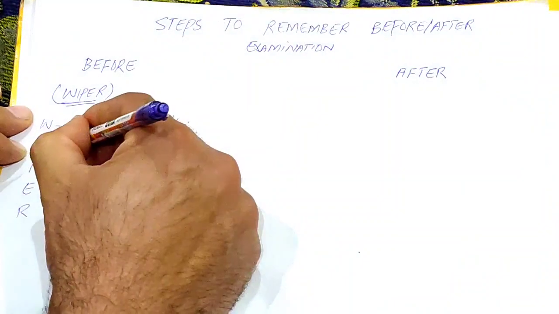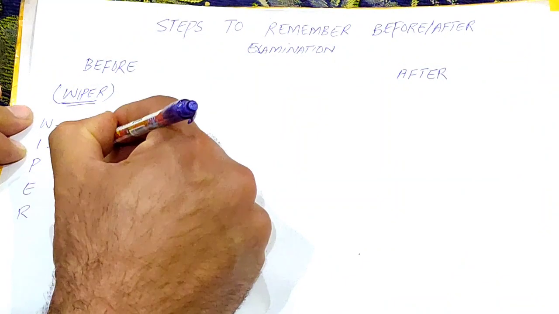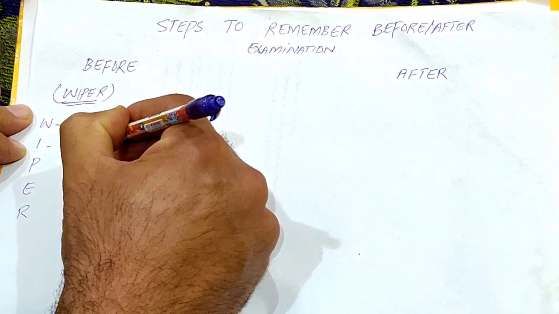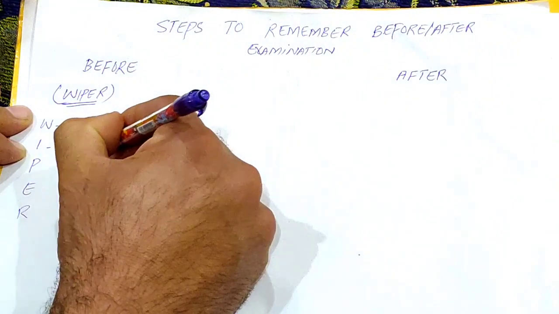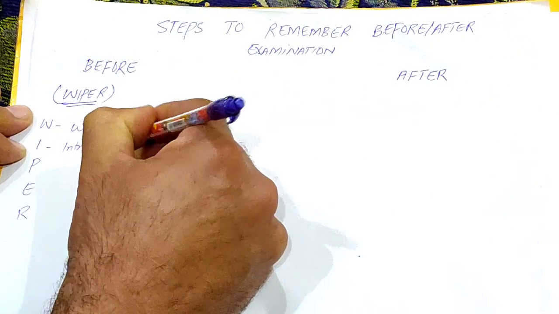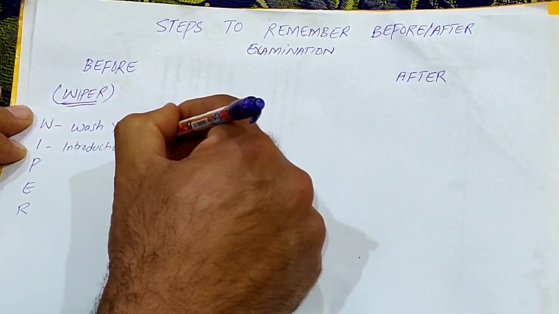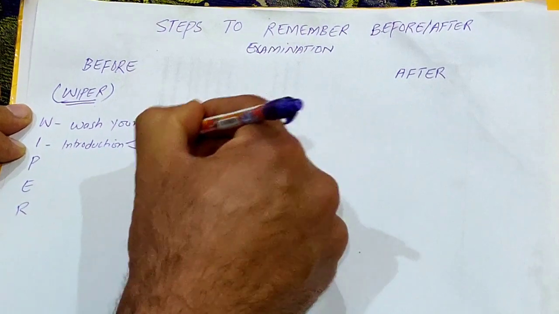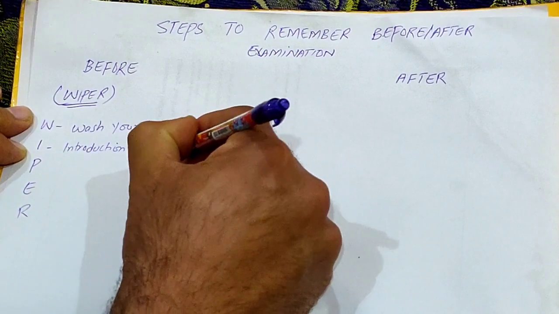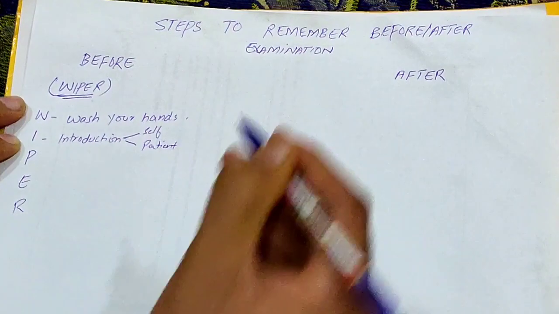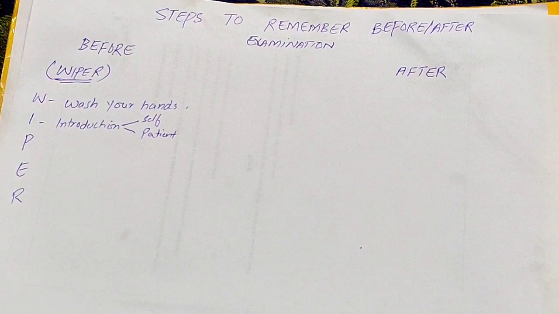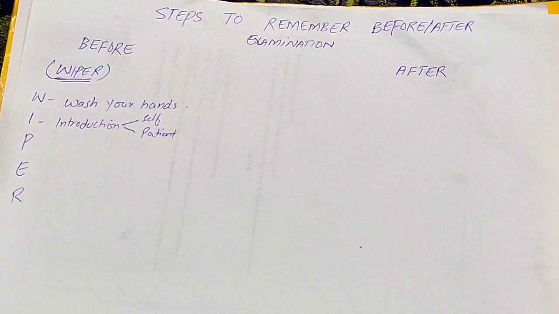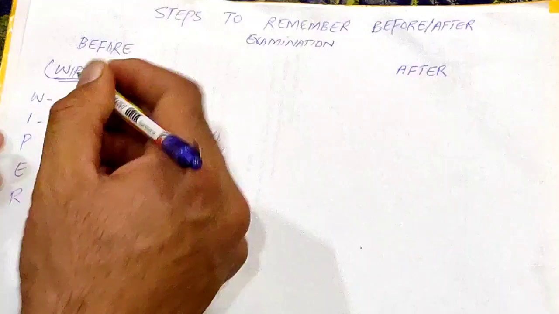Second one is introduction, a brief introduction. Like you can say, I'm Dr. Sanaullah Khan and I'm a resident surgeon. Can I confirm your name and age, please? So it is self introduction and patient introduction. You should ask about the name and the age of the patient to confirm this is the patient I'm going to examine.